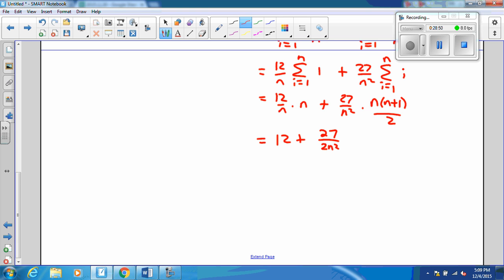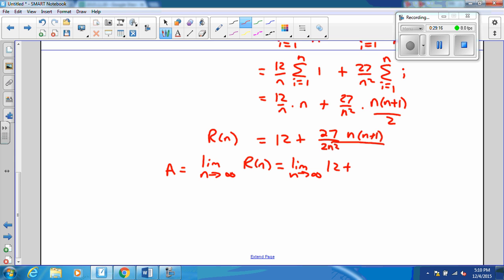And if you go back to the summation formulas, you may remember that that was n times n plus 1 over 2. And so we simplify it a little bit. We get 12 plus 27 over 2n squared times n plus 1. And we could, if we wanted to, simplify it a little bit further. But the point is that we now have a closed form for our Riemann sum for n rectangles. And so this was the hard part.